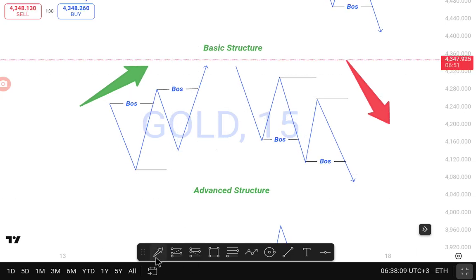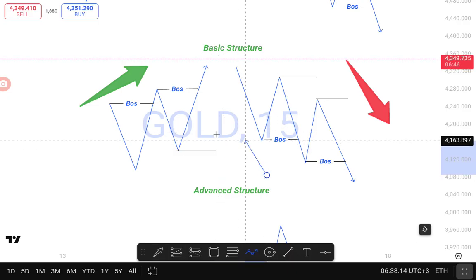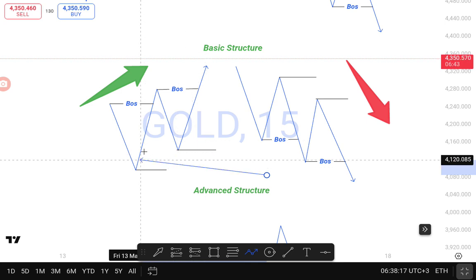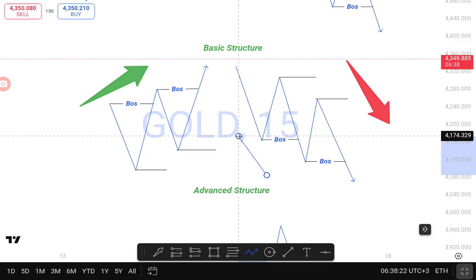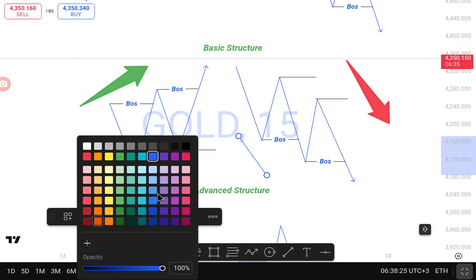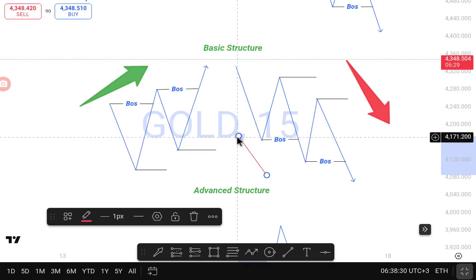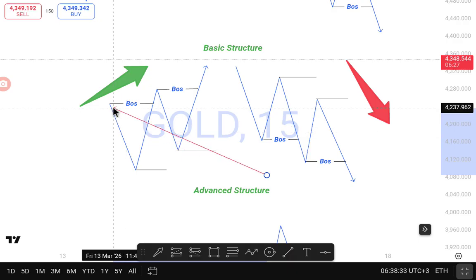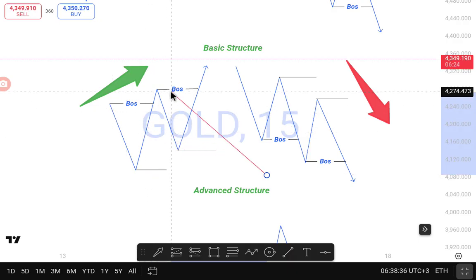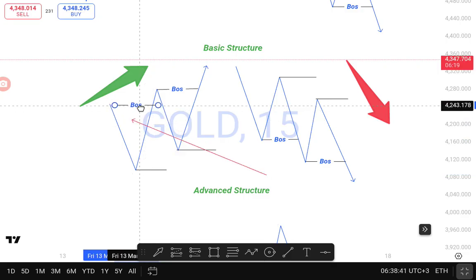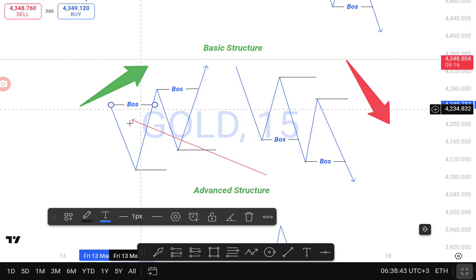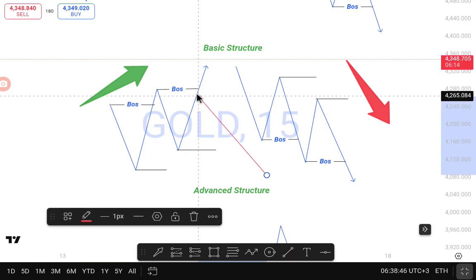Basic structure looks like this. In an uptrend, you can see we have a high, a low, and a breakout structure to the upside. That means this is an uptrend. We're in an uptrend market. This is the basic structure that you can easily see.